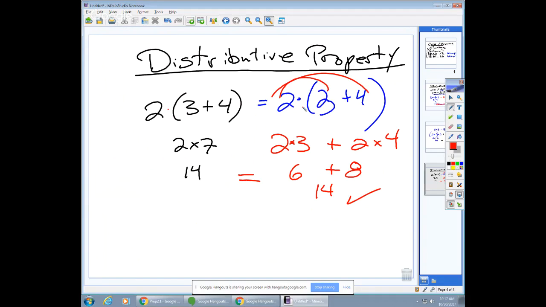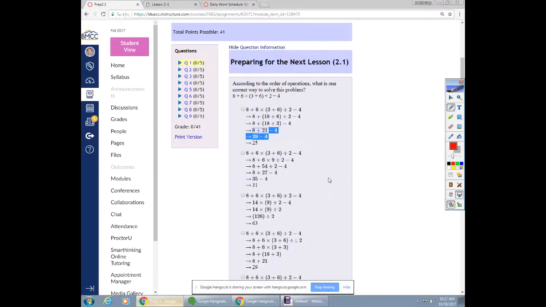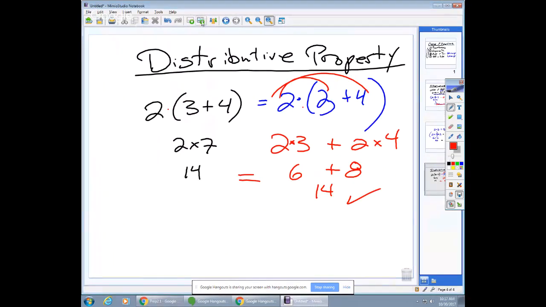All right. So let's look at one of your prep problems. According to the order of operations, what is one correct way to solve this problem? Now, again, there are usually with a complex problem many ways to do it. So let me screenshot that, and we'll give it a try together.